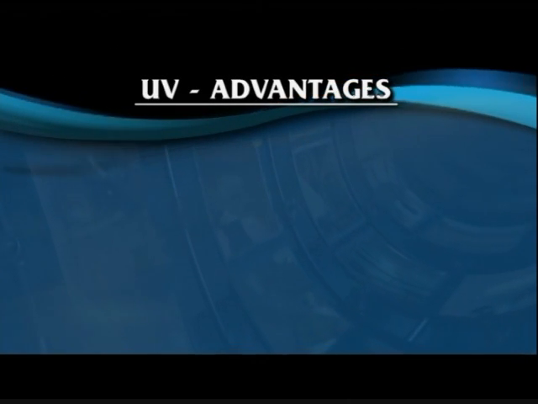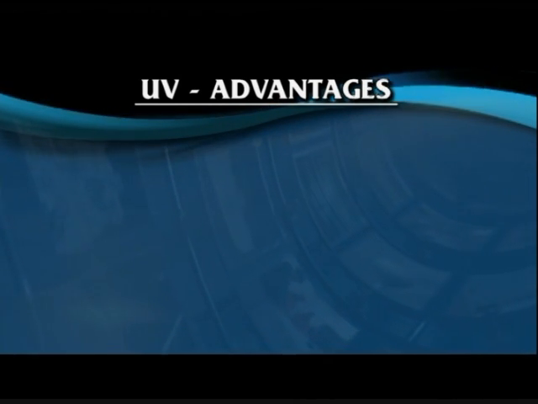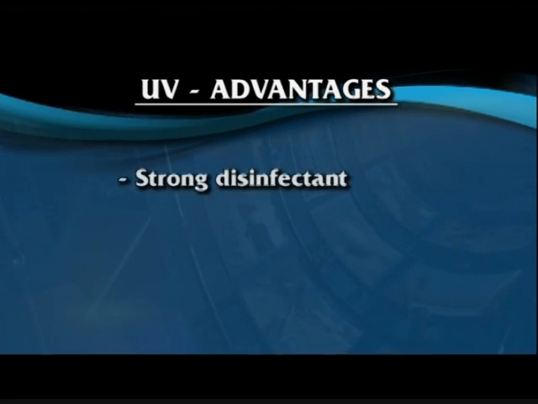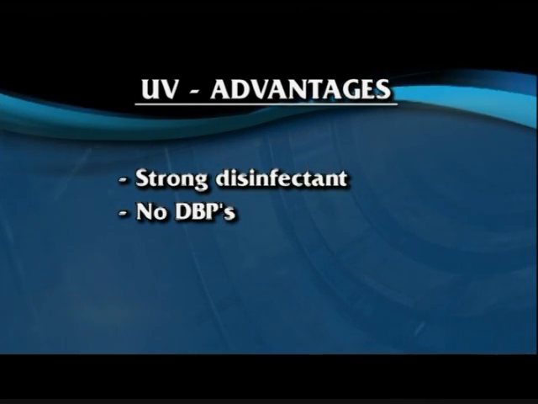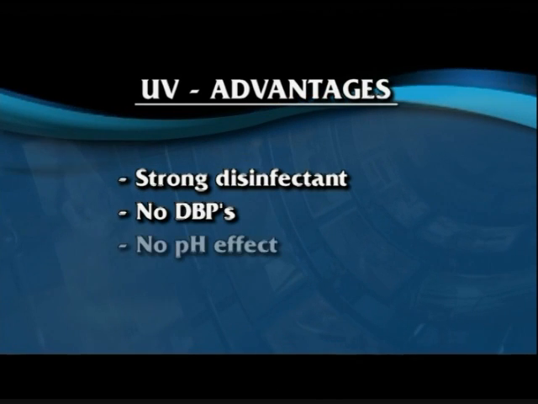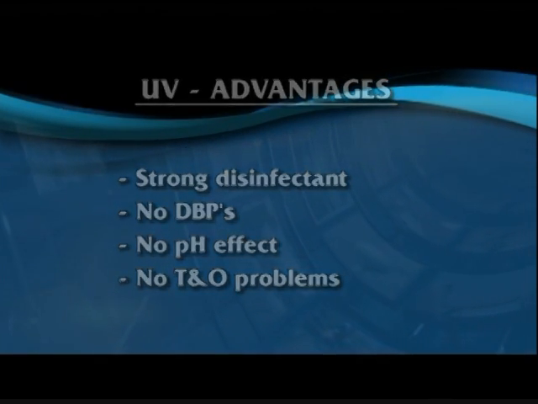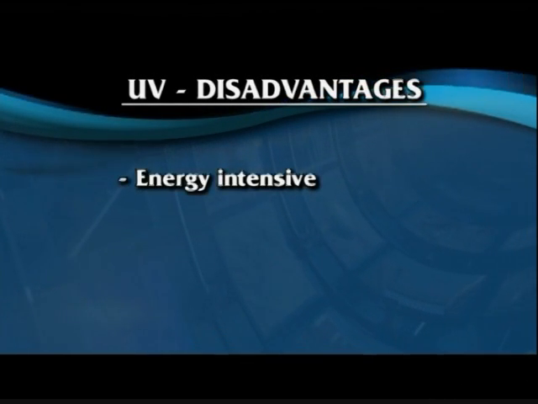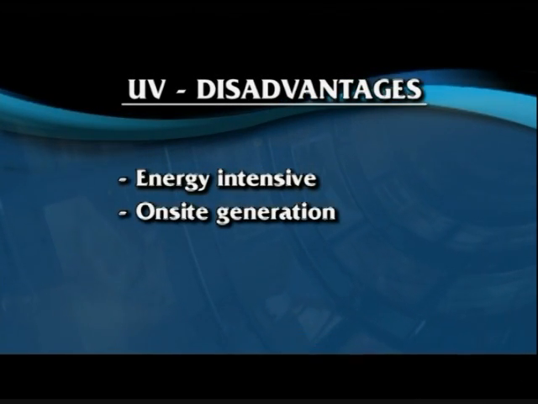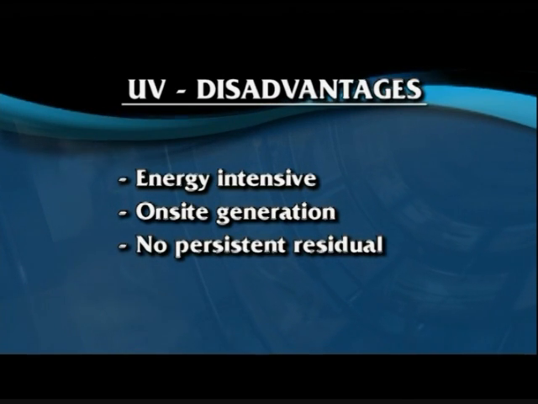Finally, ultraviolet radiation. Remember, UV is a disruptive light energy process and not a chemical treatment. UV acts as a strong disinfectant with little or no formation of disinfection byproducts. There are literally no taste and odor problems as a result of its use, and with enhanced procedures, it can be effective against certain odor problems. UV is an energy-intensive process when delivered on-site that creates no persistent residual in the distribution system. This requires UV to be augmented with a chlorine disinfectant.